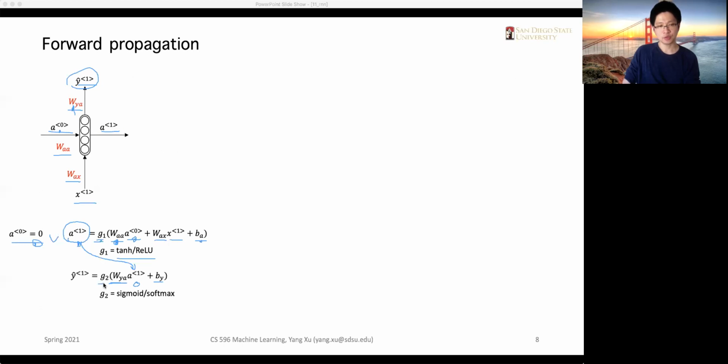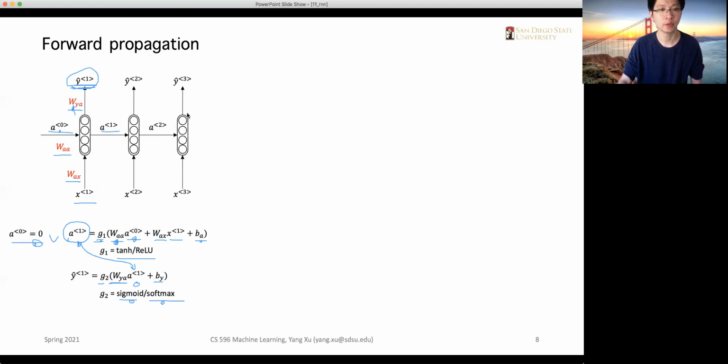This G2, the new activation function, can be a sigmoid or a softmax, depending on what kind of output we want. If it's a binary prediction, we can use sigmoid. Otherwise, it could be a softmax. That's for the first time step, and for the next time step, we'll use A1 as input, and A2 will be the output.